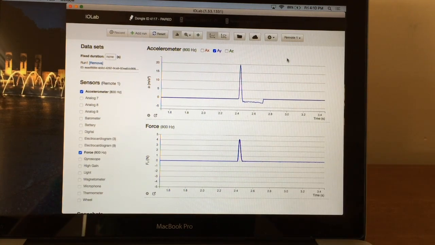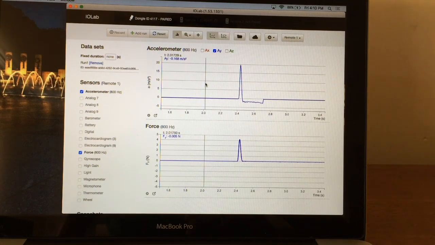So, this is the data that I took by just giving the device a quick push in the Y direction. I've already unchecked the boxes for the X and Z components of acceleration, and I'm only looking at the Y component. Now if we go into analysis mode, which is this button that looks like a bar graph, you can see that by using your cursor, you can find specific values of both time and of what the value is. So for example, this gives you time, and it also gives you the Y component of acceleration.